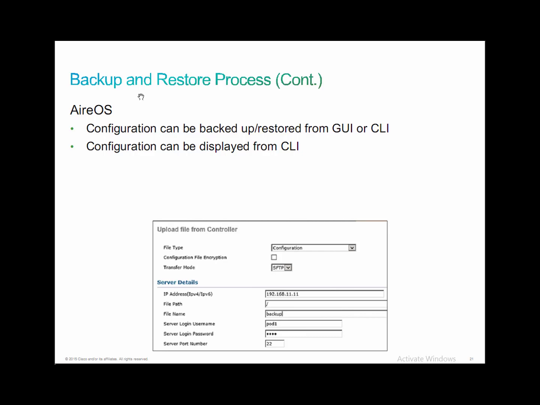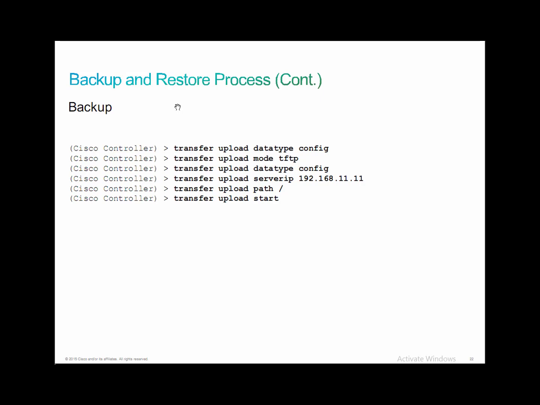As far as backing up from the command line, you probably won't do that, but you can use something called the transfer command, and you can specify all the properties of that. You can see here that we're uploading the data type config. We're going to use TFTP. The TFTP server IP is 192.168.11.11, the path, and then start, and then it'll go through the process. Personally, I prefer to use the GUI in this case because it's much easier to manage.